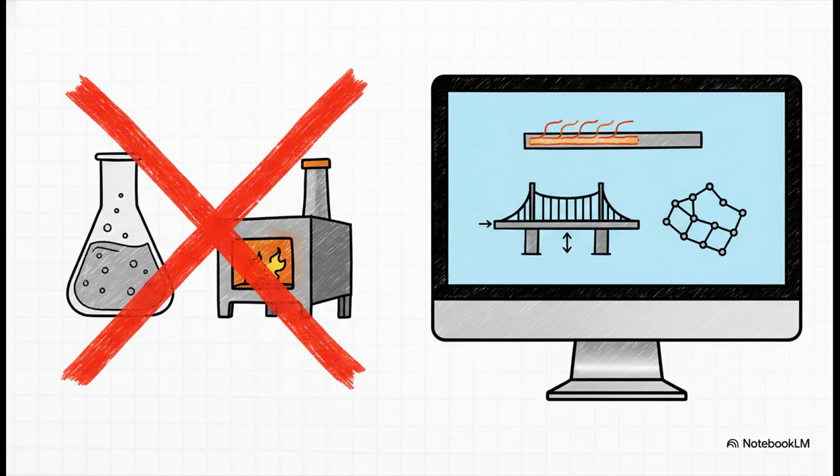Well, the answer is you build a virtual one. That's right. Instead of beakers and furnaces, scientists write code to create these incredible digital laboratories. And inside these virtual spaces, they can simulate unbelievably complex stuff, like how heat flows through a piece of metal, or the stress on a bridge, or even how a material's microscopic structure changes over time.